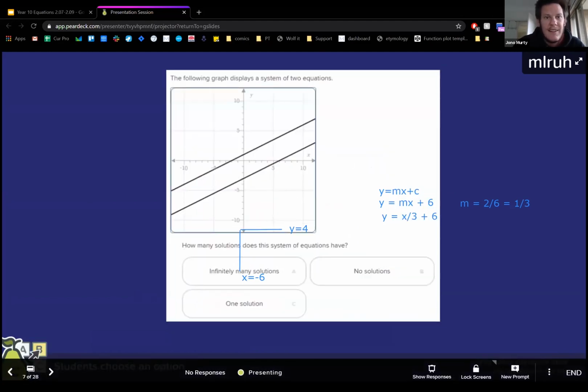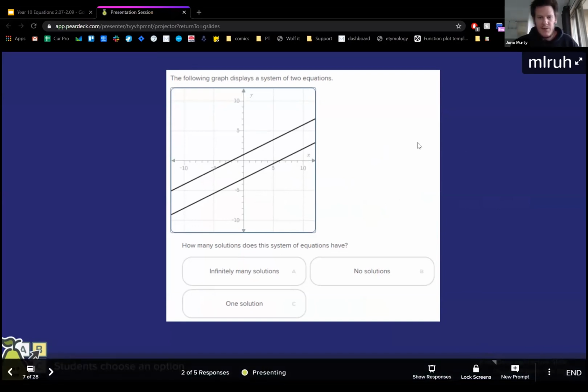Clear. Okay. Why is it not clearing my annotations? There we go. All right.